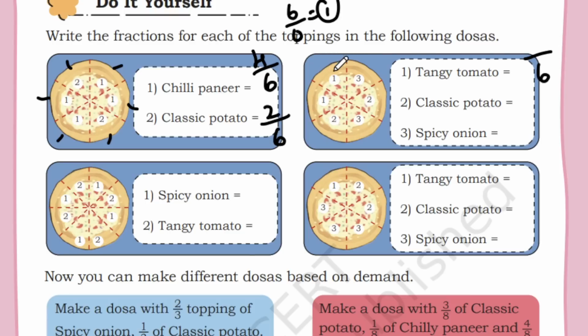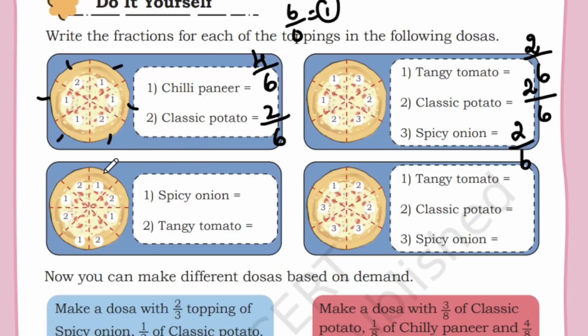So 1, 2. 2 parts of tangy tomato. And classic potato, 1, 2, again 2 parts of classic potato. And spring onion, again 2 parts. So if you add everything together, 2 plus 2 is 4, 4 plus 2 is 6, 6 by 6 is 1 whole dosa. Okay. Next you have spicy onions.